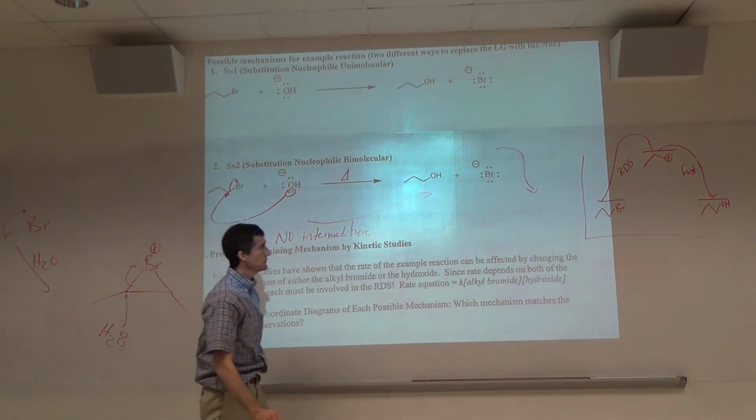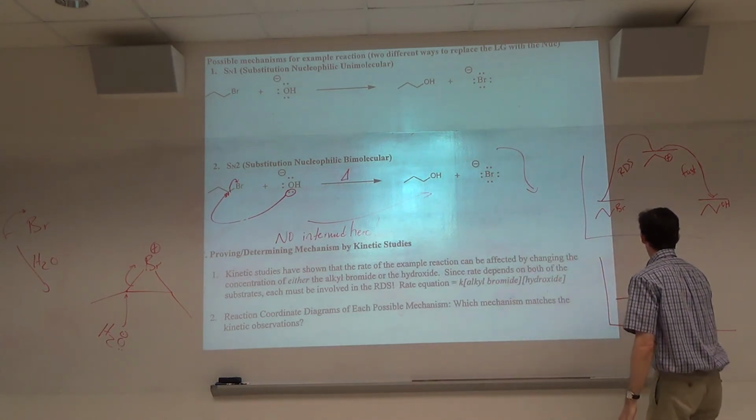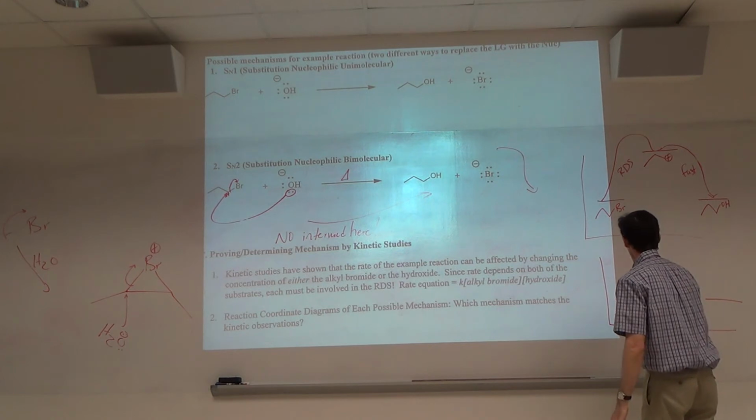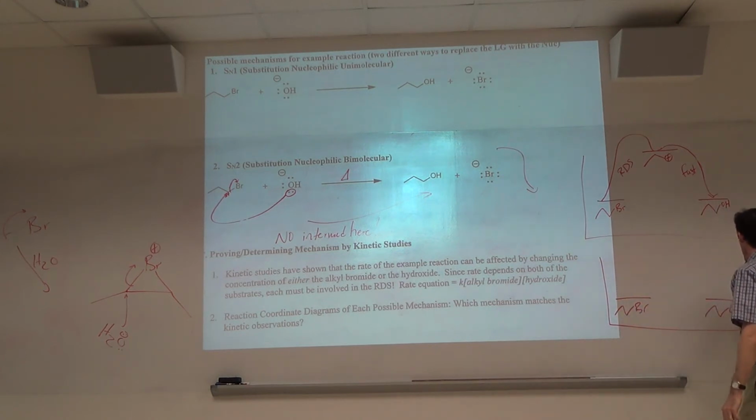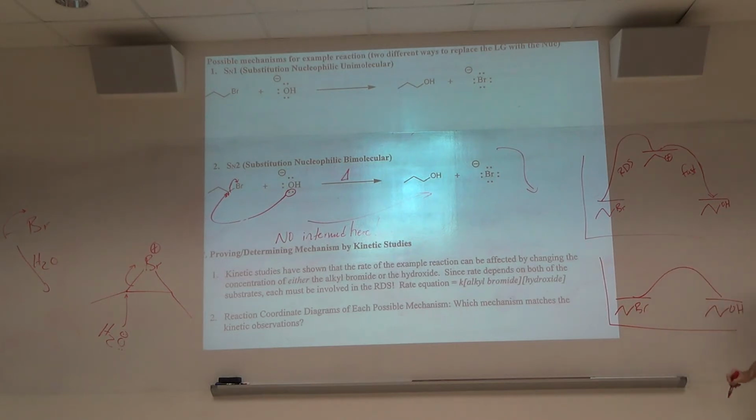Let's do a reaction coordinate diagram. What would it look like? How many intermediates down here? None. You're just going from here to here with a transition state. The transition state is just going to look like this.